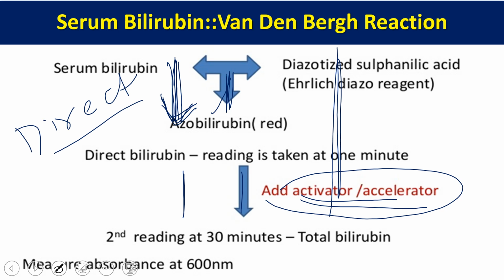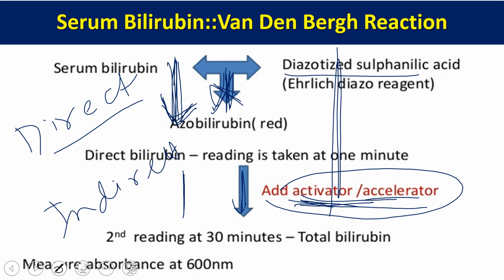If we don't have any color production after the addition of this one, but once we have added activator or accelerator or methanol the color has been produced, it means no direct reaction, only indirect reaction. Why is it indirect? Because we have added activator and then the reaction happens, so it is called indirect reaction. So if we are having only indirect reaction, it means we are having unconjugated bilirubin.